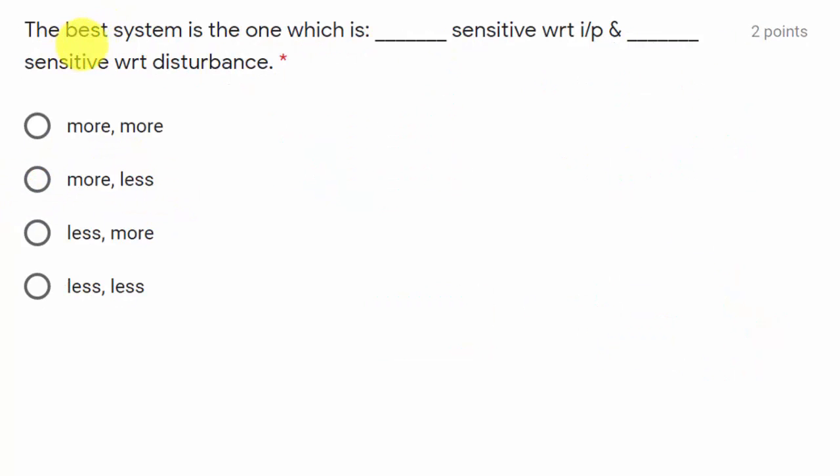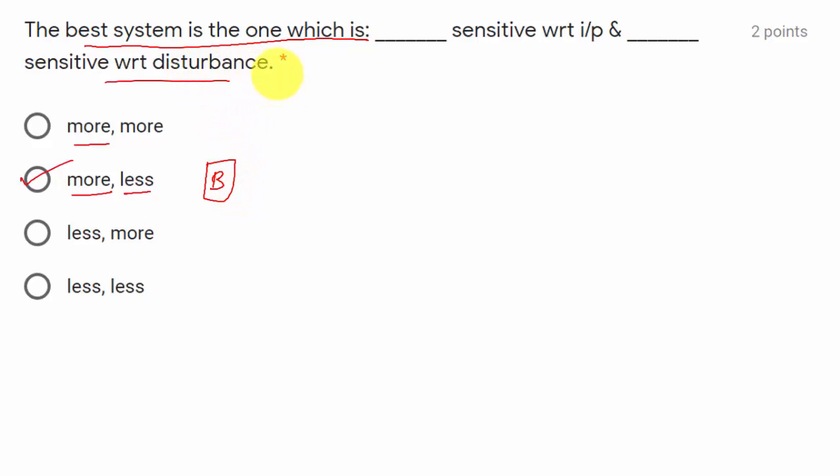Moving on to the next question, the best system is the one which is more sensitive with respect to input and less sensitive with respect to disturbance. Similarly, a good student should be more sensitive or more focused with respect to mock tests and revision. He should be less sensitive to social media platforms, for example Facebook, Insta, WhatsApp, etc. So the suitable option is option B.